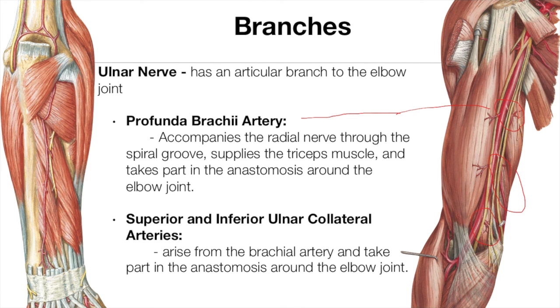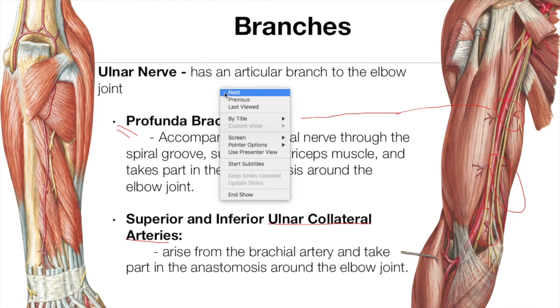Now, another fact about these two arteries is that they are the blood supply of the contents of the posterior fascial compartment. So take note of that, the profunda brachii artery and the ulnar collateral arteries are the blood supply of the contents of the posterior fascial compartment of the arm. Okay, so next one.